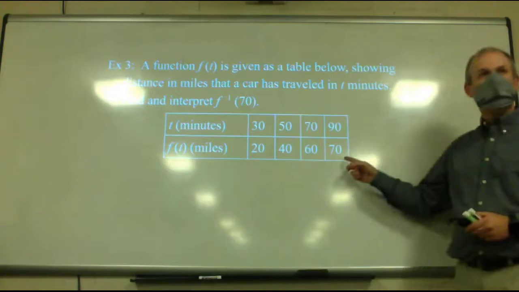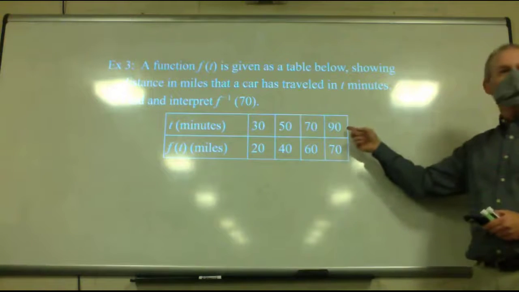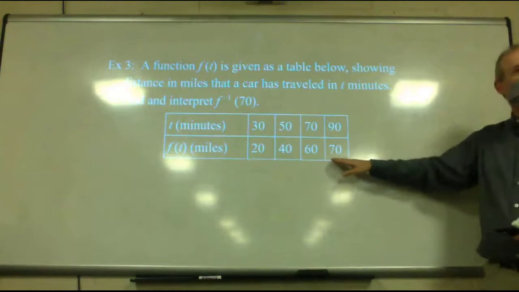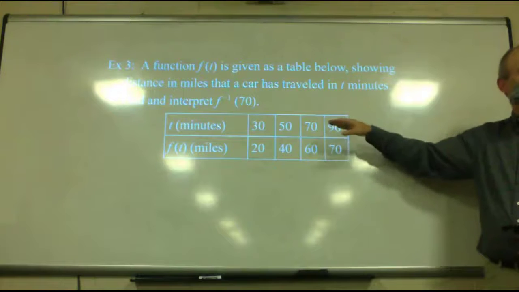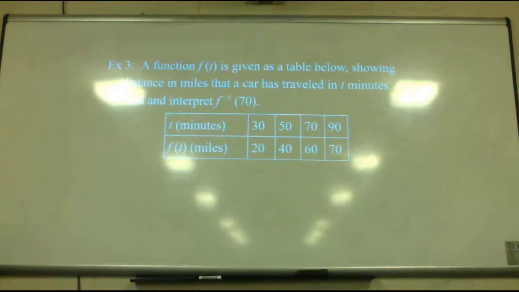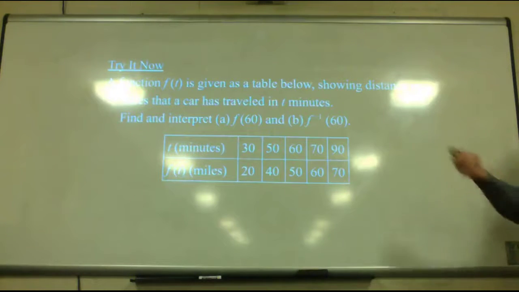Well, they gave us the 70, which is miles. Our output was 90, which is minutes. So what is that telling us? If I need to drive 70 miles, it's going to take me 90 minutes. We're going slow, or at least not super fast. Okay? So that's the idea there. Does that make sense? Are we okay with that concept? It's the same thing, just different numbers.